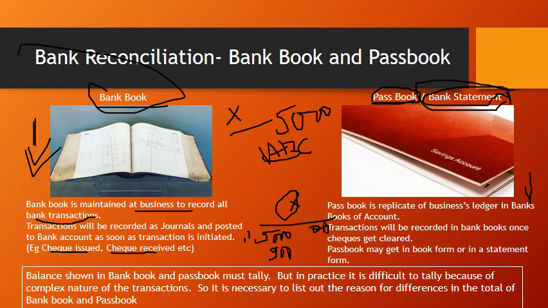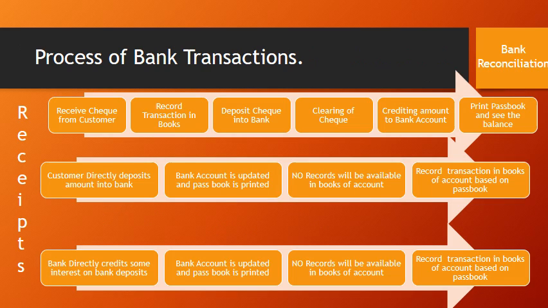If they are not matching, we should find out the reasons for not matching. Correct? So this process is called bank reconciliation. The process of identifying the reasons for differences in the bank book and the passbook or bank statement is called the bank reconciliation process. Let's see how we do it.